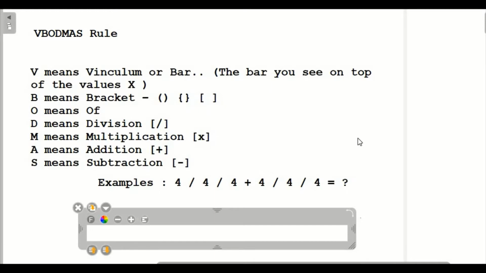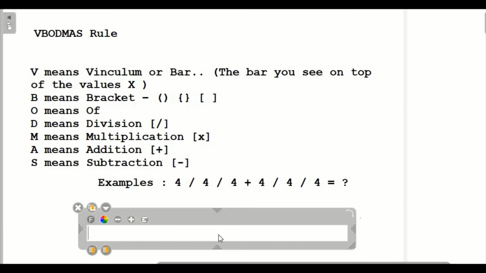Now we are going to start our session in Module 5, logical mathematical reasoning. Our first problem today is BODMAS rule, that is B is Vinculum, that is a bar at the top of the value, and the second B is bracket, and O means the order, D the division, M multiplication, A addition, and S is subtraction.